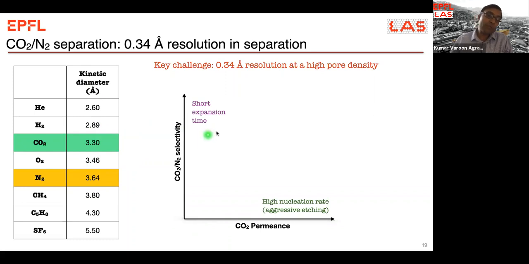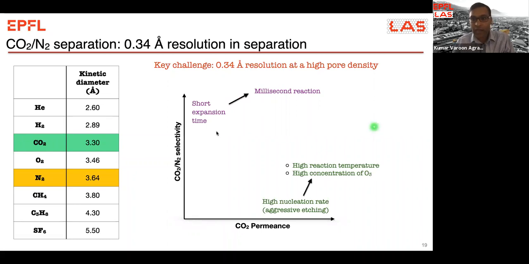So we came up with this approach and said, because this is a tougher separation, maybe we want to limit the pore expansion. We can do this by doing a short expansion time, but then we also sacrifice the CO2 permeance because the nucleation rate is low. So we said, let's combine aggressive etching, which gives a high nucleation rate, with a reduced expansion time. We did this by going into the millisecond reaction regime, but at higher temperature and higher concentration of ozone.